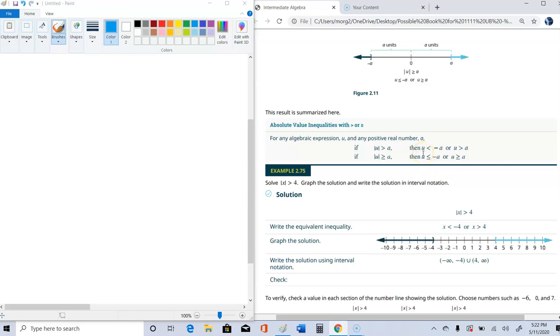And you'll have 2 distinct linear inequalities. You'll have your expression greater than or equal to positive a. You have to put the keyword or. And then your second linear inequality is your expression u less than or equal to negative a.